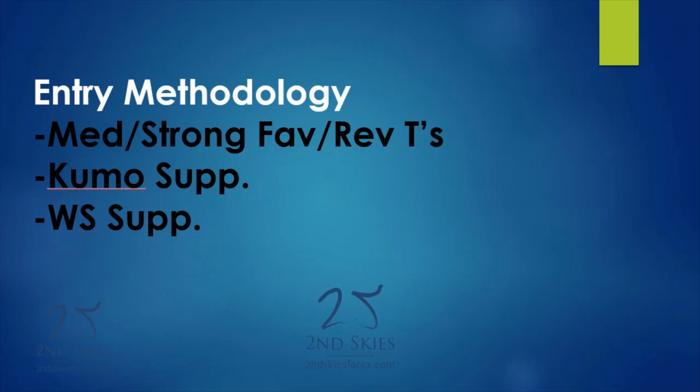The entry methodology on the enhanced TKX is very straightforward. We're only taking medium and strong crosses, which are favorable or reverse turns. So favorable is a bullish turn, and reverse turn is a bearish turn. So only medium and strong crosses to the upside and medium and strong crosses to the downside.